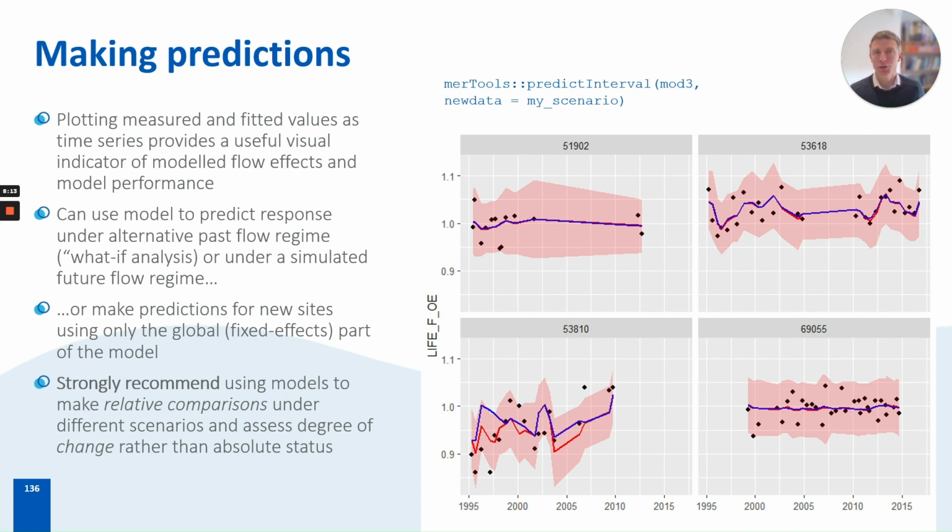Hopefully that's just whetted your appetite for what is possible with hydroecological modelling. There's no limit really to the range of scenarios that you might wish to explore. For example, you could explore the effect of a change in compensation flow, a hands-off flow, a change in abstraction rate. All of those different influences can be modelled, and the predictions allow us to quantify how much we expect our ecological system to change in response.